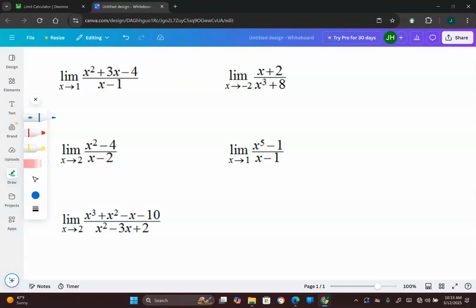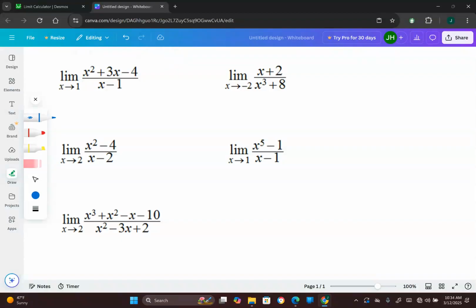So if I plug 1 into this first limit, I'm going to get 1 squared plus 3 times 1 minus 4. Well, that's going to give me 0 on the top. And the bottom, I'm going to get 1 minus 1. Well, that's going to give me 0 as well. So 0 over 0 is an indeterminate form. I can't just plug in the number here to find the limit.